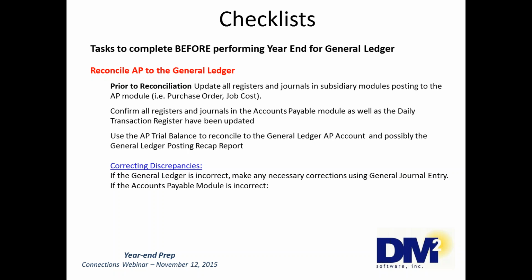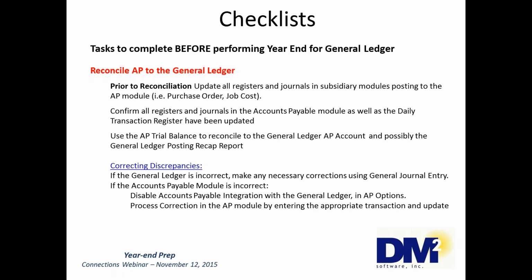If the accounts payable module is incorrect, then you need to disable the integration. So you go to general ledger, you go to AP options, and you unflag the integration to GL. Make your corrections, enter the transactions, and update all the way through. And it'll say, do you want to update? Do you want to do a daily transaction register? Just go ahead and say yes. It's not going to update to GL. And then don't forget to turn the integration back on. Just make sure that you turn that back on, or else you're going to have a problem.